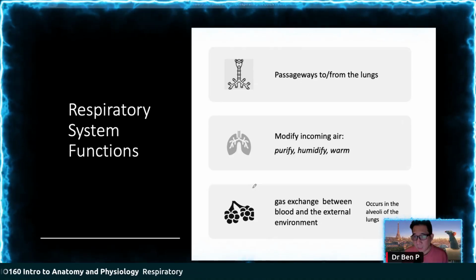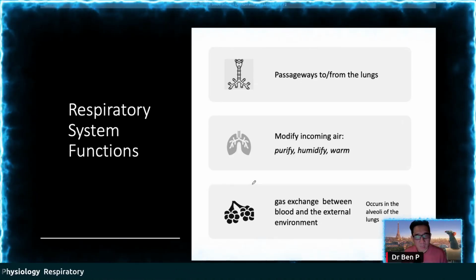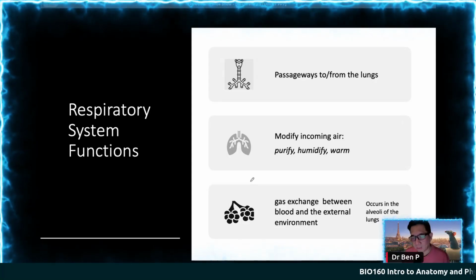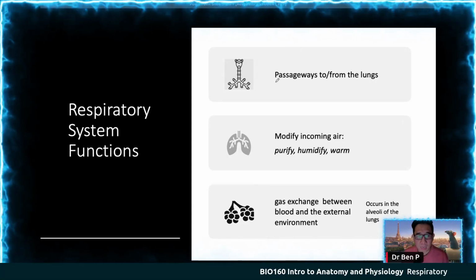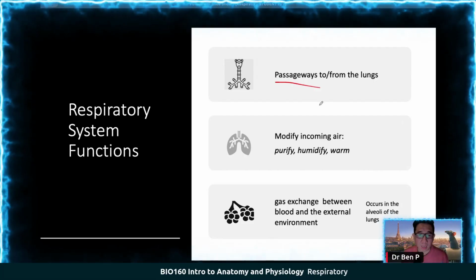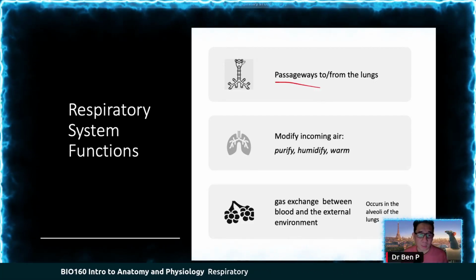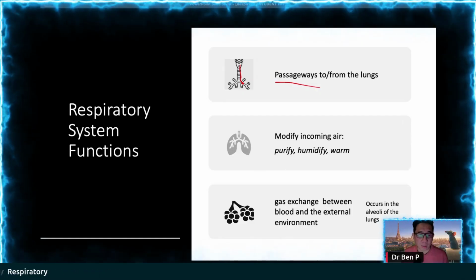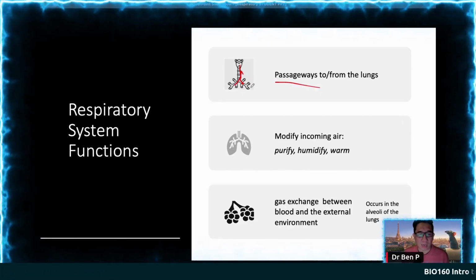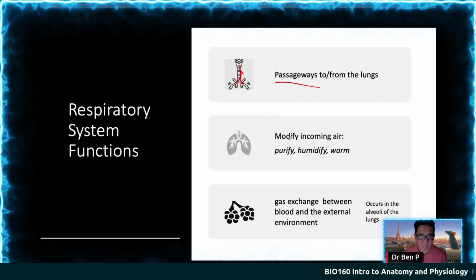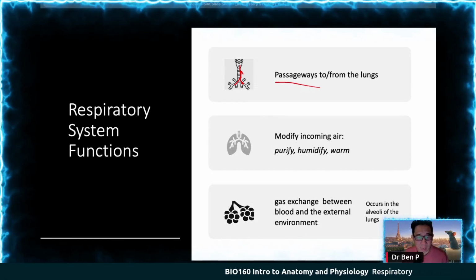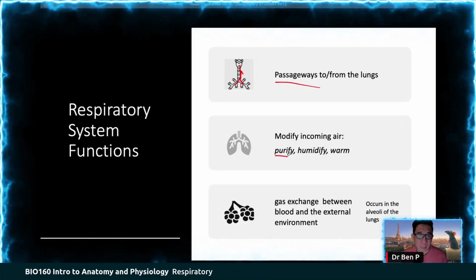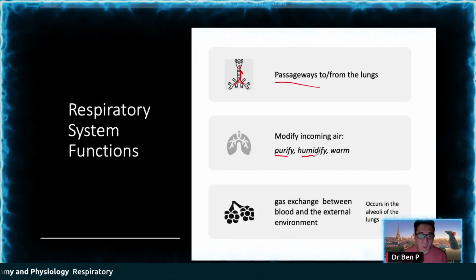Okay. So first, let's look at the respiratory system functions. What are the functions of your lungs? What does your lung do? Well, one, it's actually a passageway to and from your lungs. You have the trachea right here going down, bringing air to your lungs, and also letting air out. It also modifies incoming air, purifying it, cleaning it, making sure it's nice and clean, and it's also humidified as well.